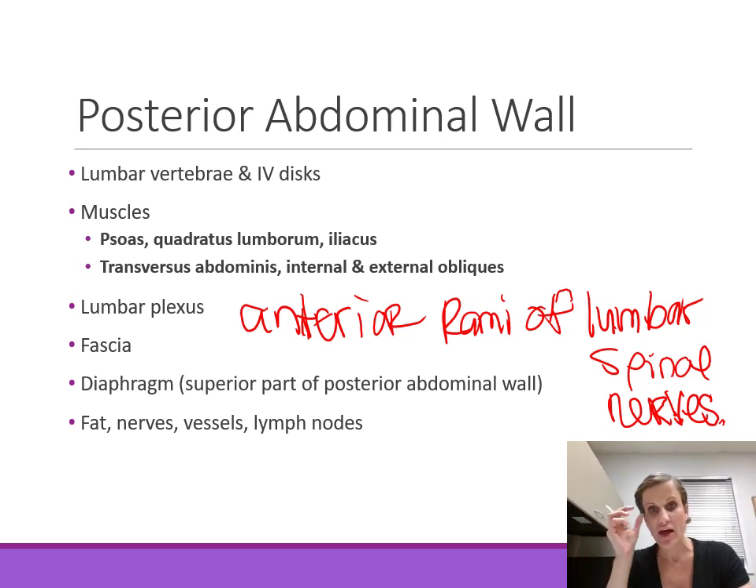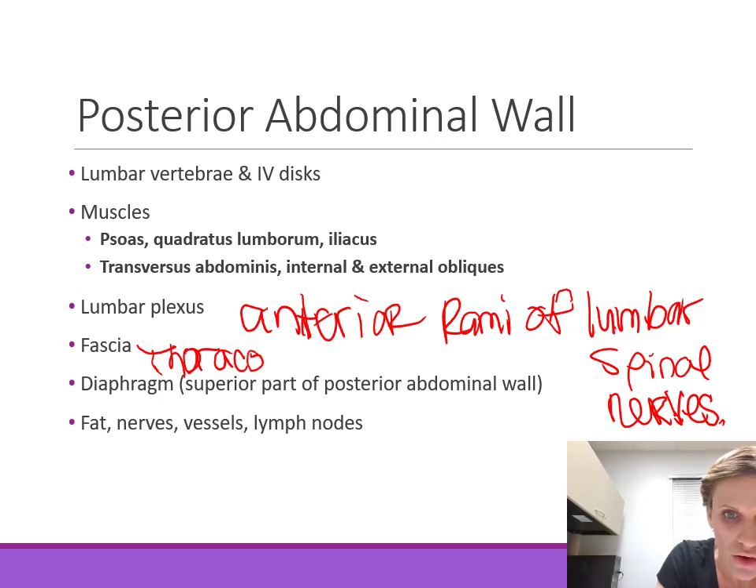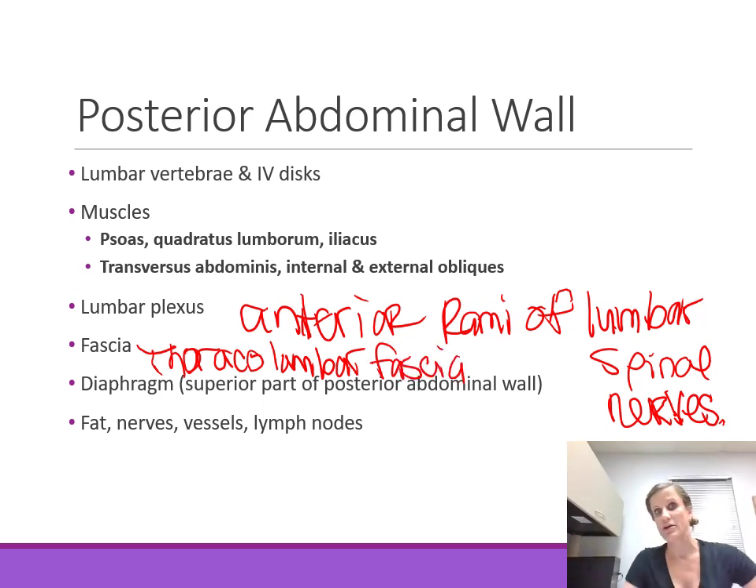There are multiple fascial layers present, including the thoracolumbar fascia, which actually has 3 layers. It has an anterior, middle, and posterior layer. And this thoracolumbar fascia is the main fascia that we see in the posterior abdominal wall.